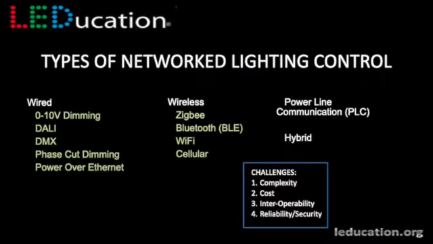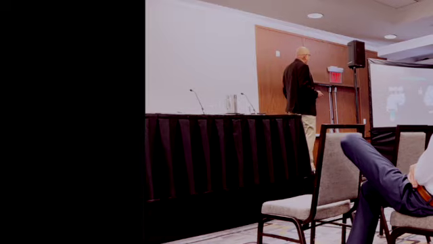And where I think the world is going to go is to a hybrid system, because there are problems or opportunities with both technologies, wireless and wired. Okay, so let's keep our minds on that. And then 4 challenges: complexity, cost, interoperability, and reliability. And which ones can we tackle with power line communication? Okay, so let's talk about faucets and brains.